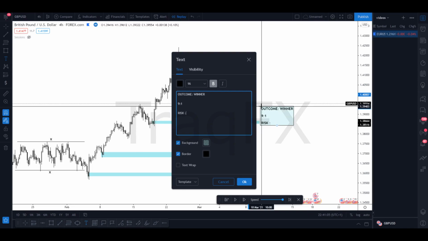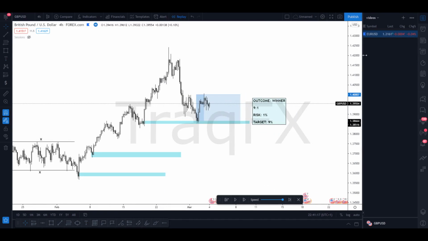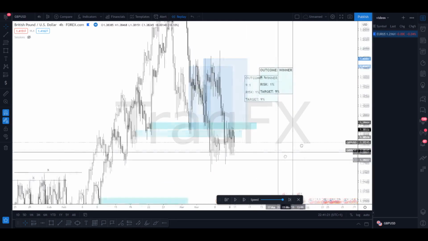Risk 1%. Act like you're actually entering it, like literally act like you're entering it, and then target 9%. Just write that down right here. Boom. So that's generally how I do this, and then boom, our take profit gets smacked. Now from here the market tanks.